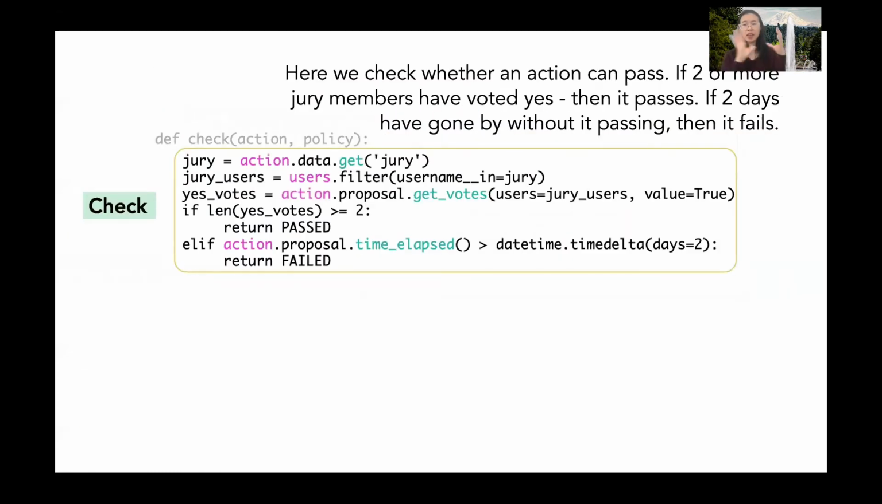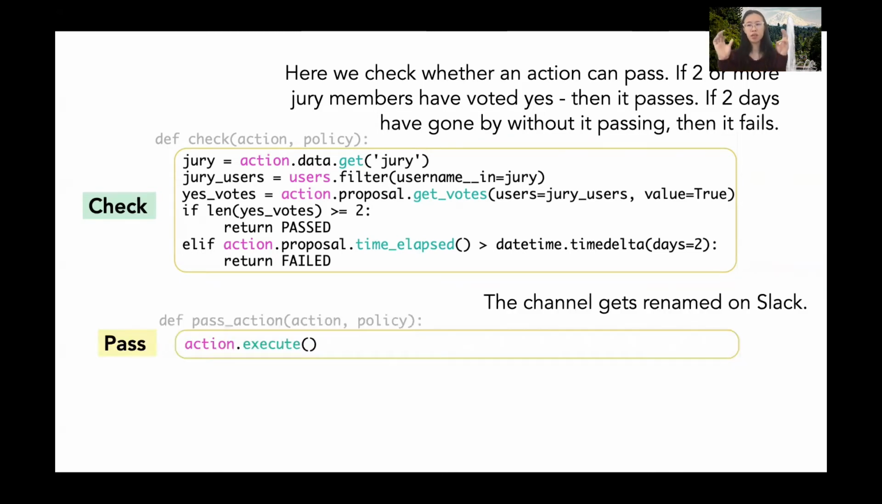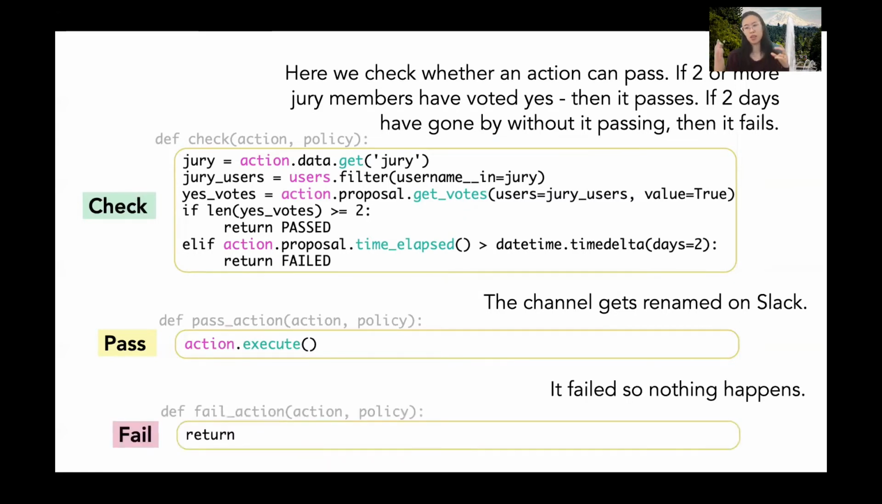Next is the most important part of the policy, typically the longest part, which is check. And here we check whether an action can pass or not. In this case, this Slack channel rename can happen if the jury has voted yes by 2 or more jury members. If they have voted no, or if some period of time has elapsed, then this action will fail. And then we have small chunks written for what happens when something passes and what happens when something fails. In this case, the channel actually gets renamed, or nothing happens.